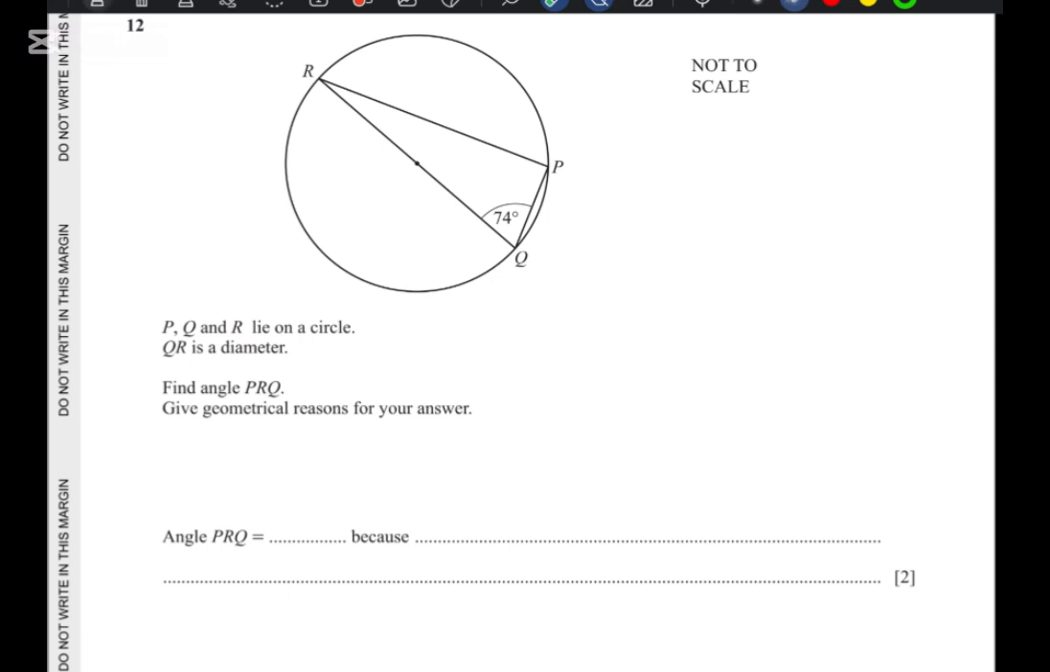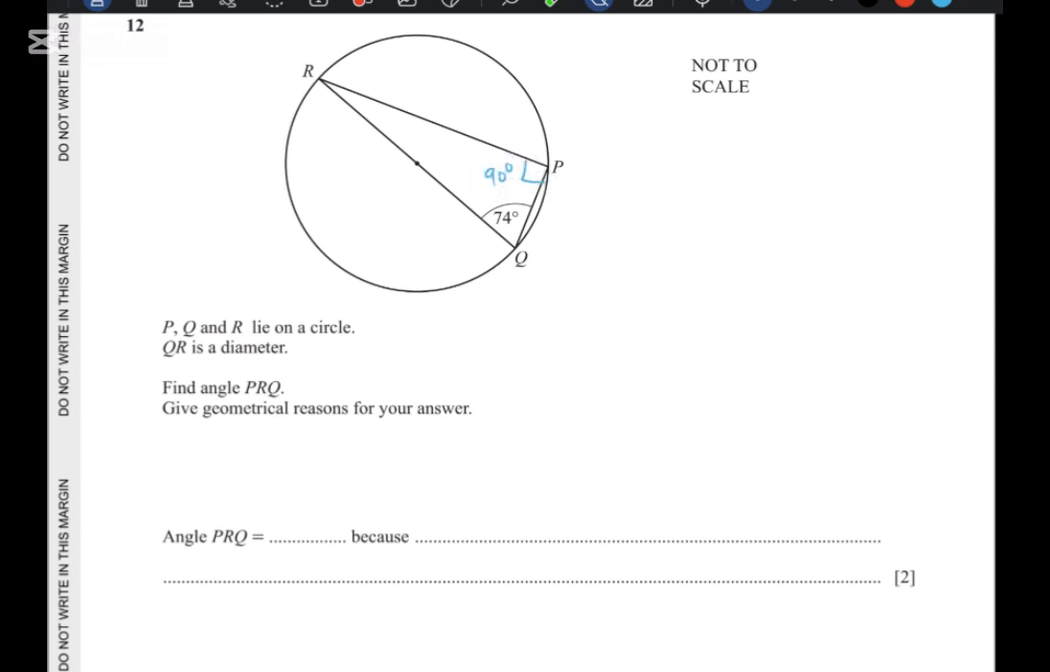Now, first of all, when the diameter is there, and then a triangle is drawn, one of the sides is the diameter of the circle. That means that is a semicircle, and the angle in a semicircle is 90 degrees. So this is 90 degrees.